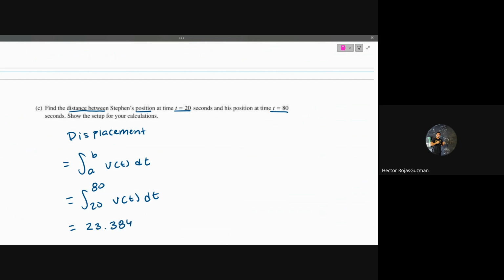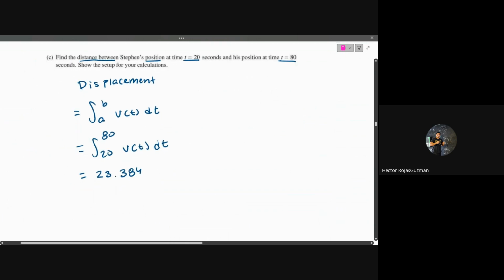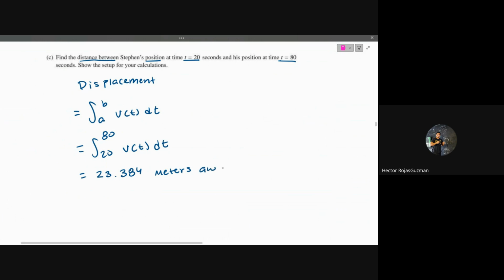And this will give me a calculation of 23.384. This is the distance, the meters, that Steven is away from his position at 20 seconds and 80 seconds. Let's take a look at the rubric real quick, see how they phrase it. Question 2C.